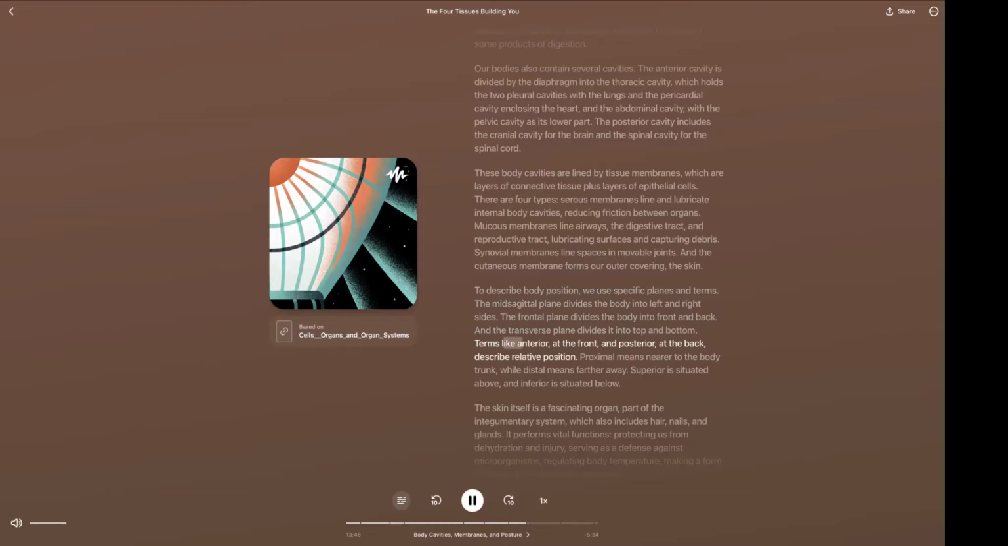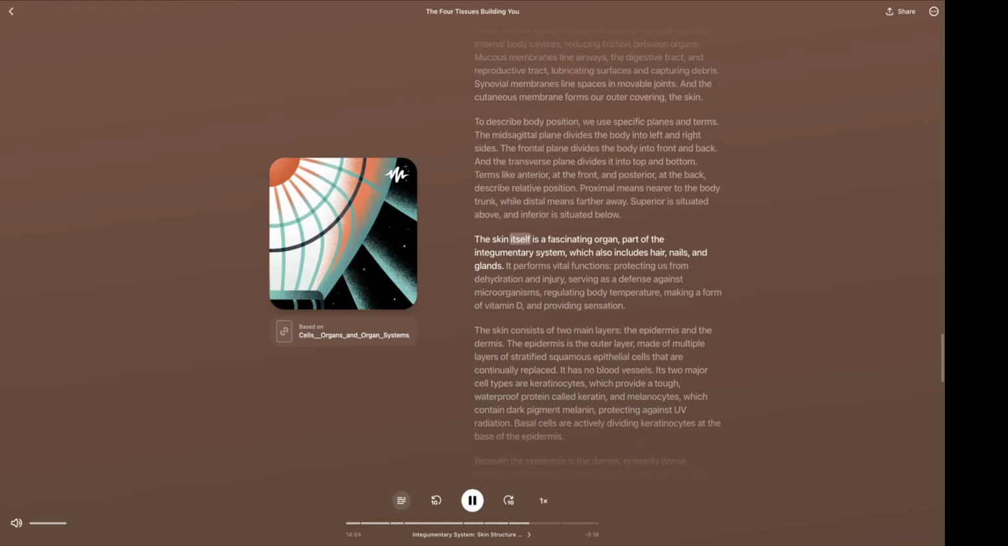Terms like anterior, at the front, and posterior, at the back, describe relative position. Proximal means nearer to the body trunk, while distal means farther away. Superior is situated above, and inferior is situated below.